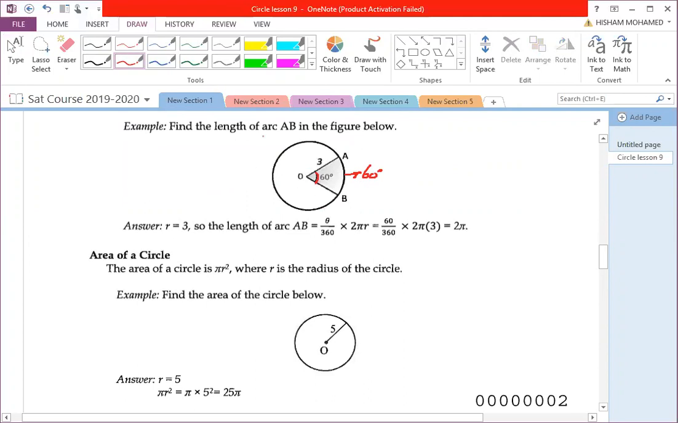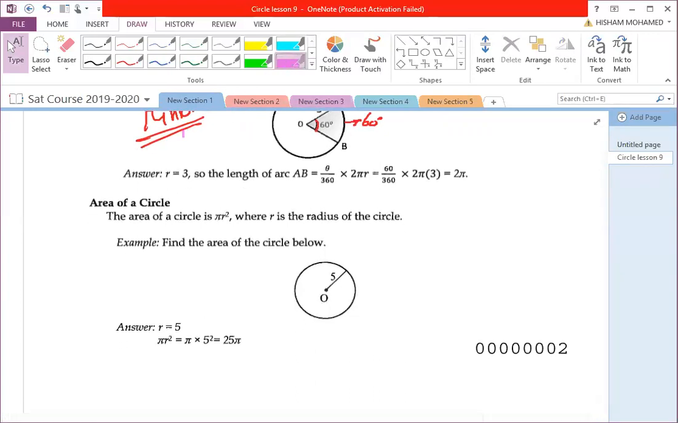And notice that if we say arc AB only, it means we are looking for the minor arc. So if the measure of the arc is 60 and I want to find its length, it will be 60 divided by 360 multiplied by 2 pi r.